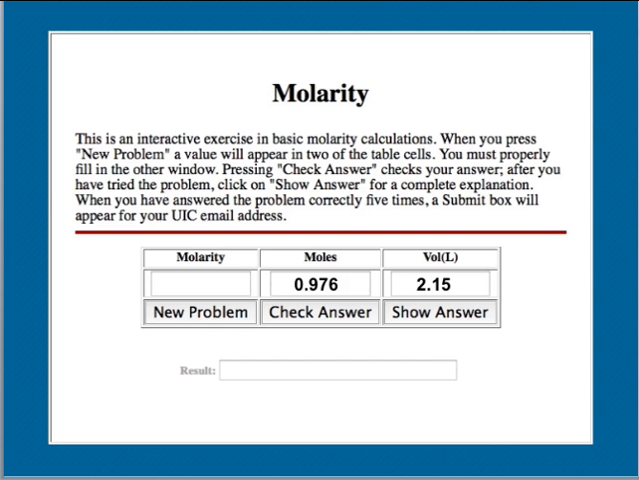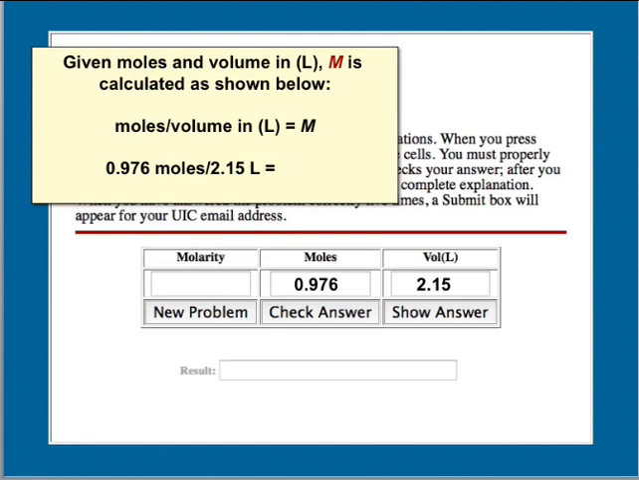Molarity is simply defined as moles divided by liters. We have 0.976 moles. We have 2.15 liters. Our solution is 0.454 molar.